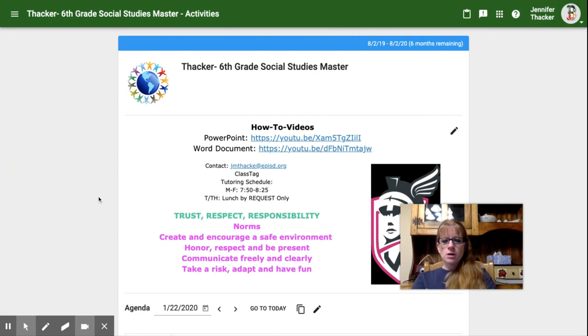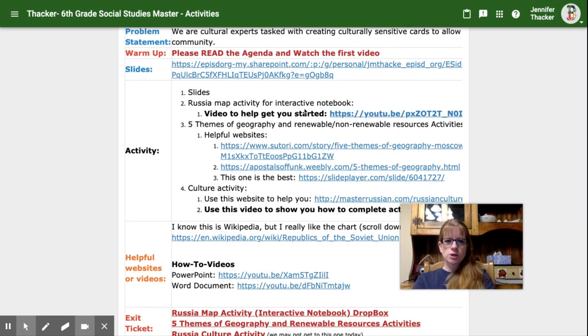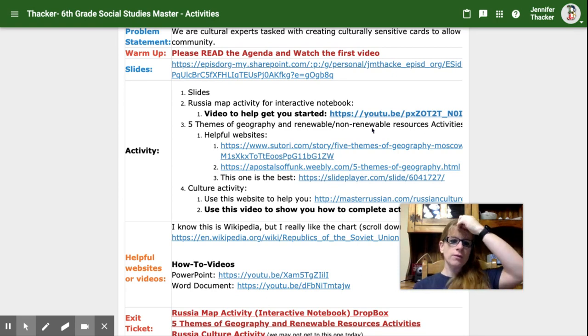Okay, just keep in mind, start with this Russian map activity first. Use the video to help you, and use the pictures to help you. I would click on these slides to have them open so it can help you with this activity. Then work on the 5 themes of geography, renewable, non-renewable resources. If time runs out, don't start the culture activity. Just leave it on the back table. We'll get to it on Friday.